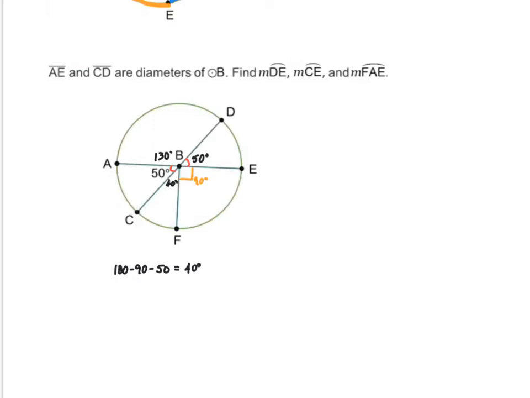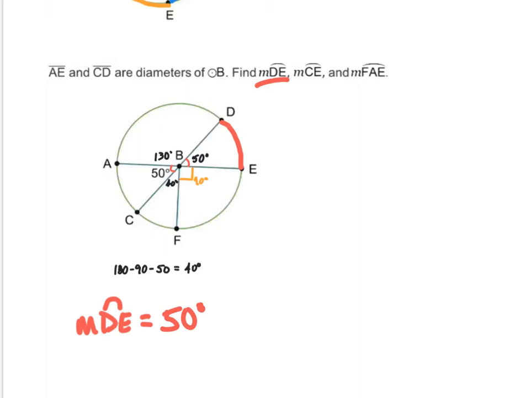So let's find the arc measure of DE. Let's do this one first, this one right here. I'm just going to say that the measure of arc DE is equal to the central angle that it has, which is 50 degrees. And that's it. That's all we need.